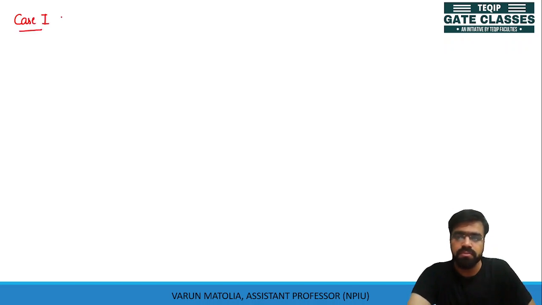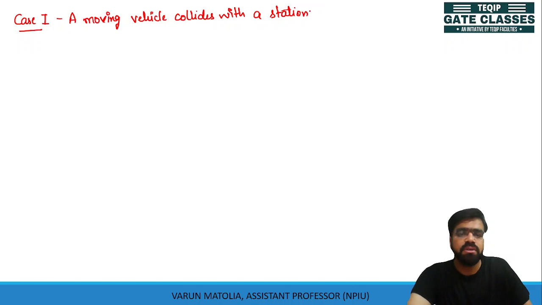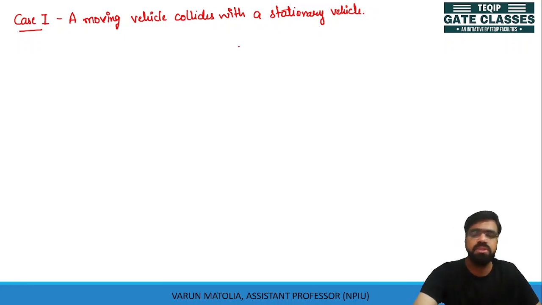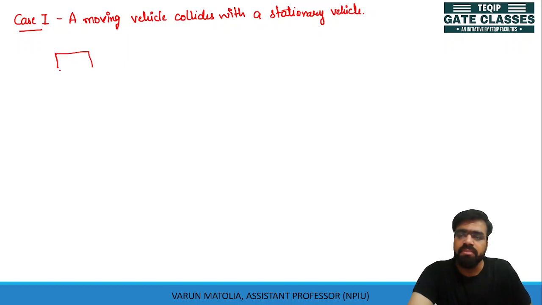Case 1, a moving vehicle with a stationary vehicle. You can take it as a stationary vehicle or an object. What is happening here? This vehicle is coming. Both the vehicles are moving in the same direction. This vehicle is coming here with the velocity, let us call this vehicle A, moving with velocity V. Here we have a stationary vehicle B. This is stationary, or you can say this is moving with the velocity V1.